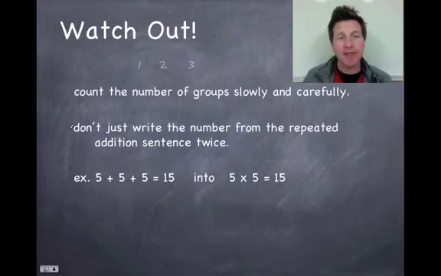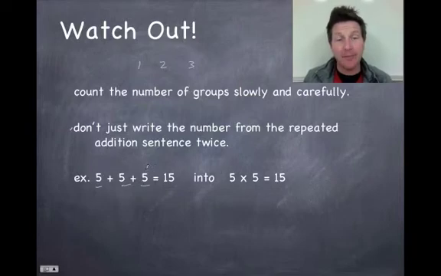Another thing that students mess up on is they just write the number from the repeated addition sentence twice. So here's an example of what that means. They do 5 plus 5 plus 5, and then they just do 5 times 5. They do the 5 twice. No, 5 times 5 is not 15.